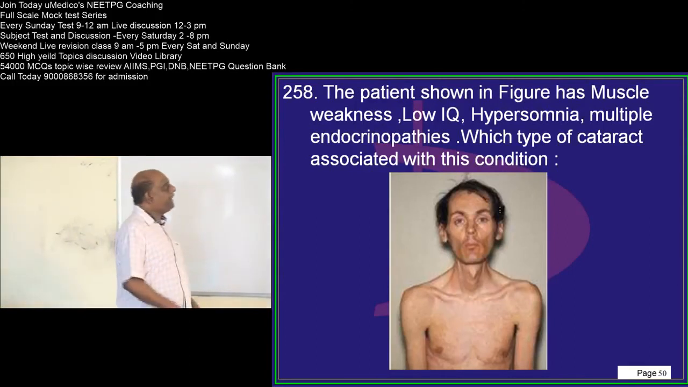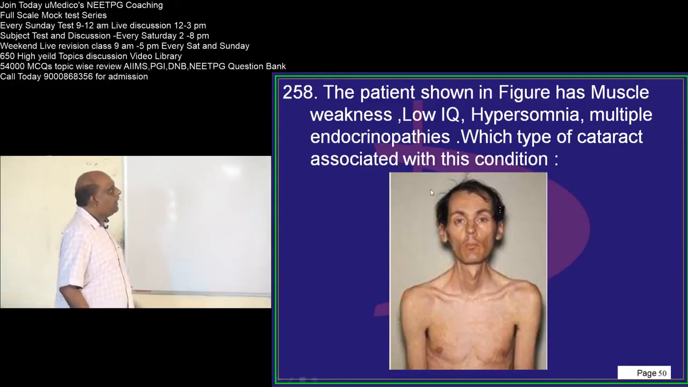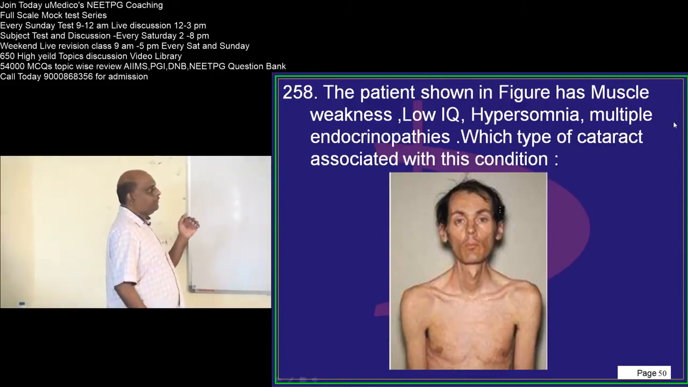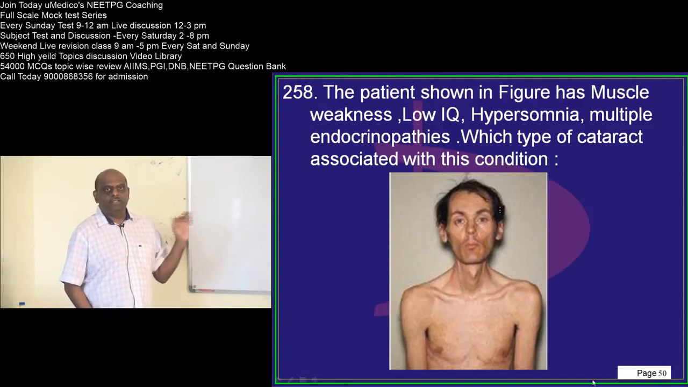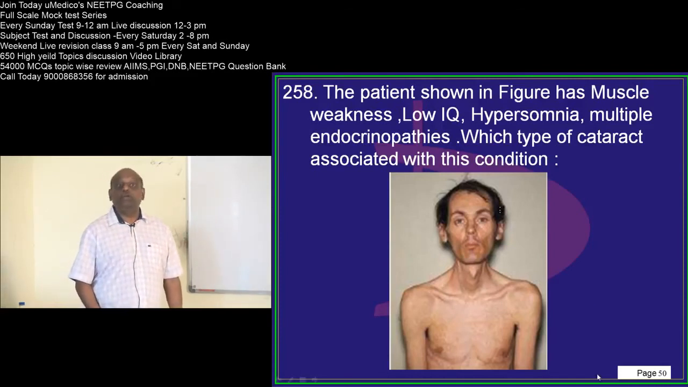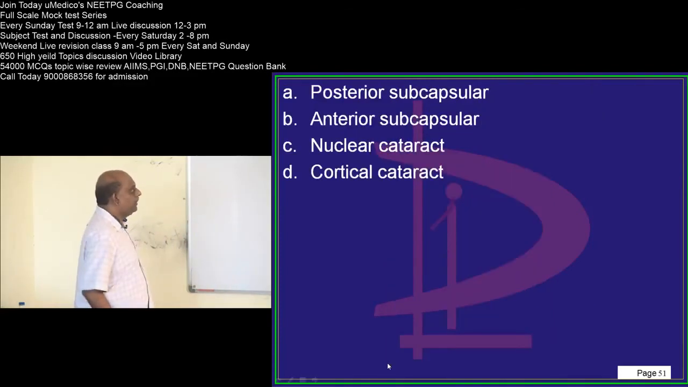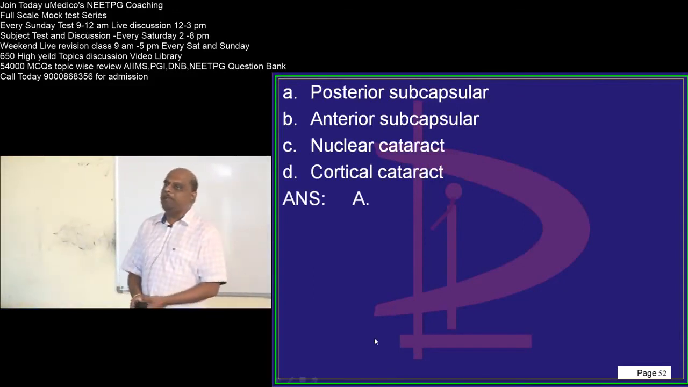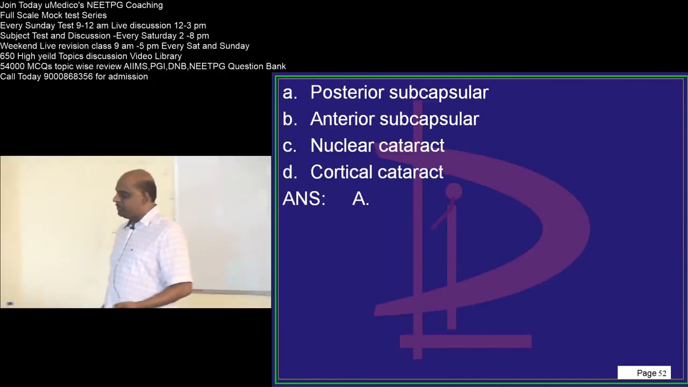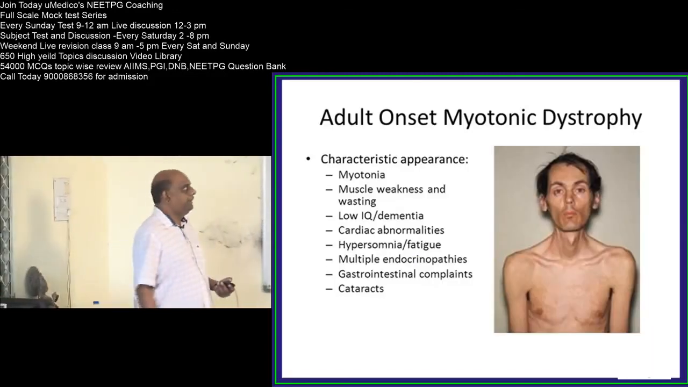Now you are seeing a patient who has muscle weakness, low intelligence quotient, hypersomnia, multiple endocrinopathies. So what is this condition? This is a case of myotonic dystrophy. So in myotonic dystrophy, it is the posterior subcapsular cataract that is the most common type, is what you have to basically remember.